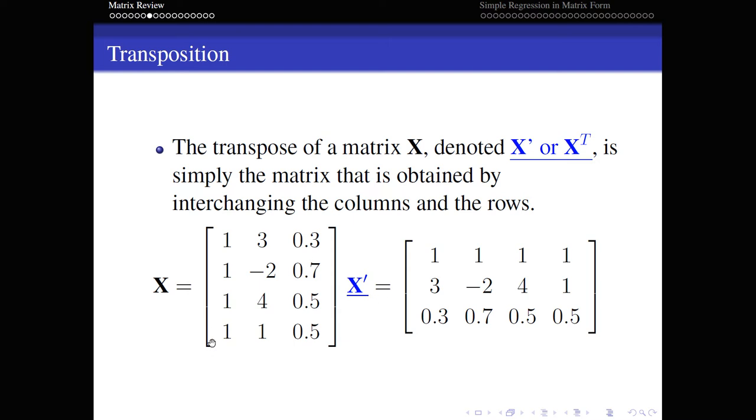But for me, it's easiest to think about, again, looking at this like a little sheet of paper, and then I grab the bottom left corner and I fold it to the top right, and then all my ones are now going across. My 3, -2, 4, 1, when I fold this over to the top right, is the second row, and then if I fold my sheet bottom left to top right, my 0.3, 0.7, 0.5, 0.5 is all in the bottom.